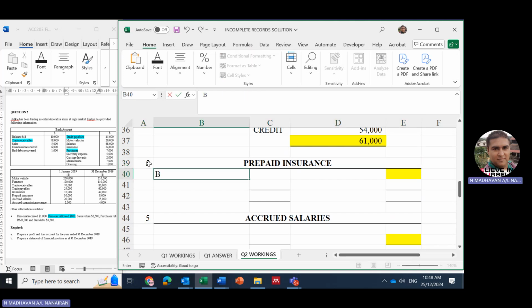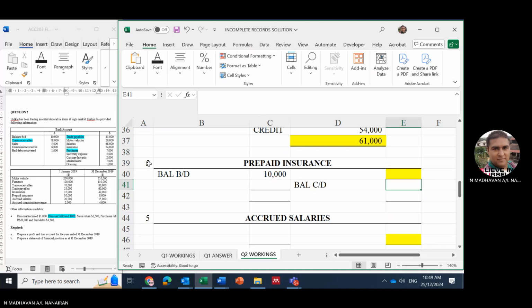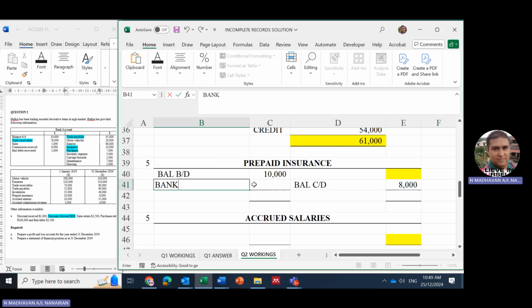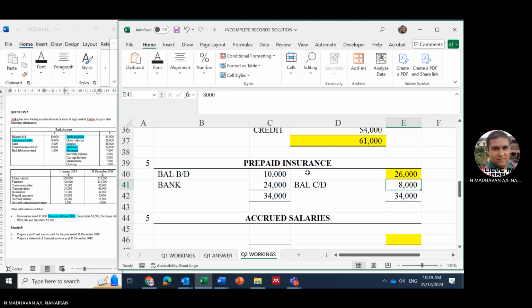prepaid insurance. How much balance brought down? 10,000. Balance carry down 8,000. Bank 24. 34,000. 34,000. Here. You got it correct? 1.5 marks.